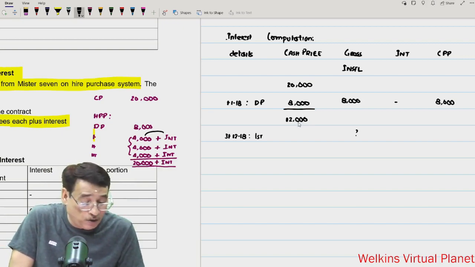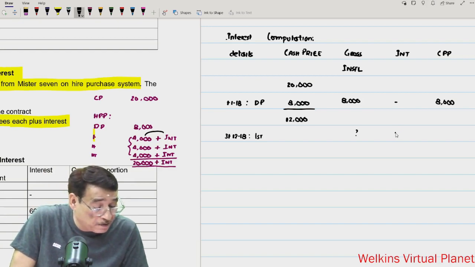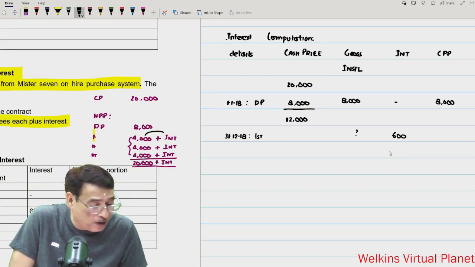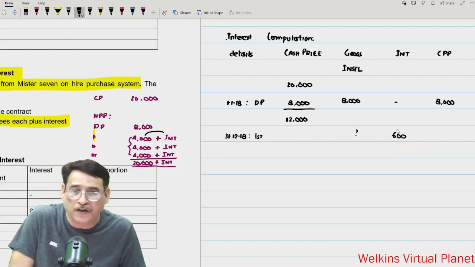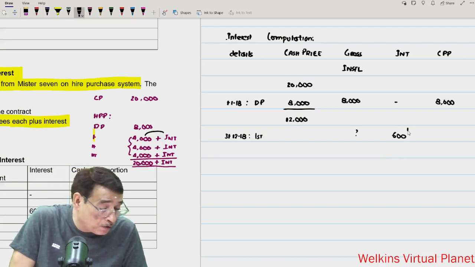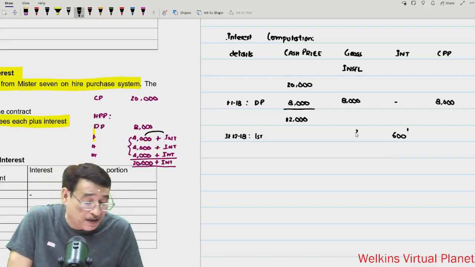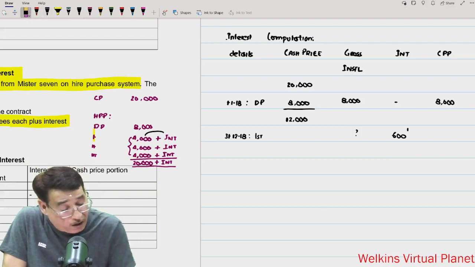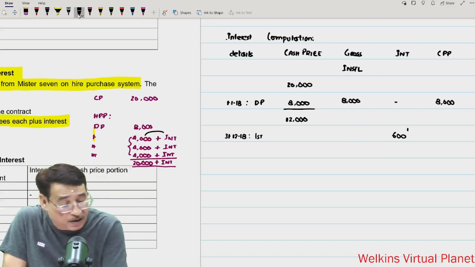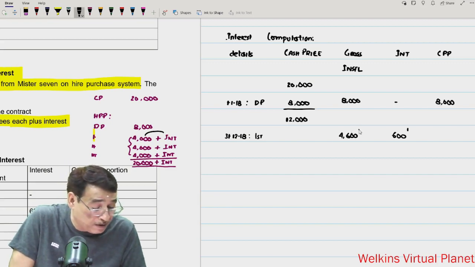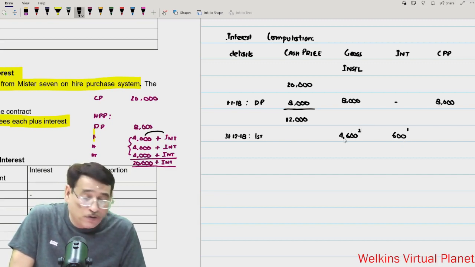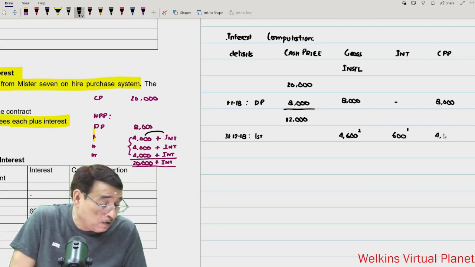I can find it: 12,000 into 5%, correct? That is equal to 600. You need not write 12,000 into 5% here, which I wrote in earlier questions. You can straight away write 600. So after having computed the interest, I can say that my gross installment will be equal to 4,600. Is it clear to you? There is hardly any difference between the first and second method, as you can see. So your gross installment is 4,600. Out of 4,600, 600 is interest, so 4,000 is basically your cash price portion.